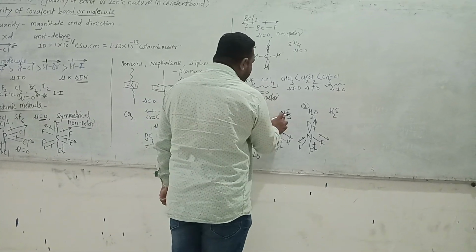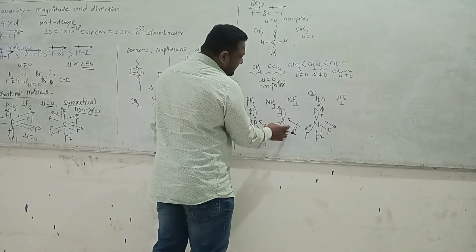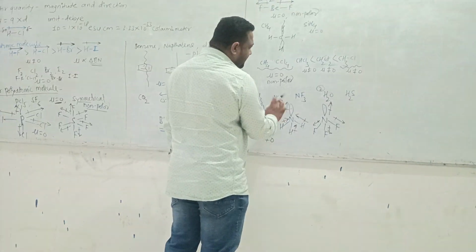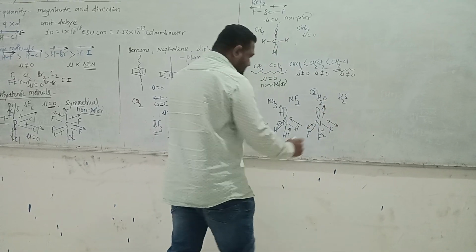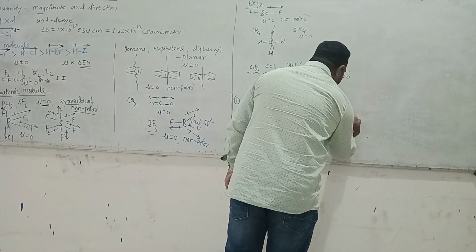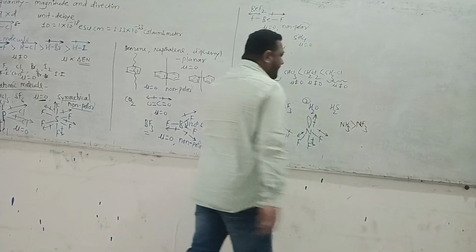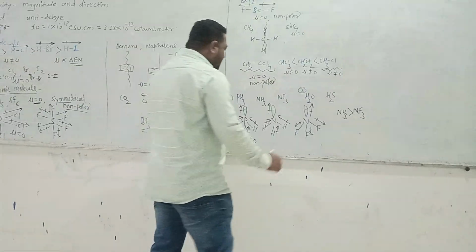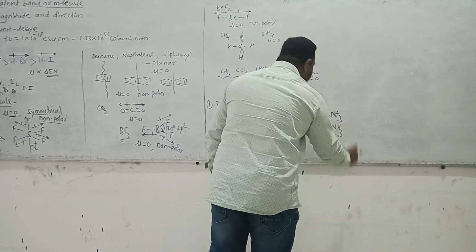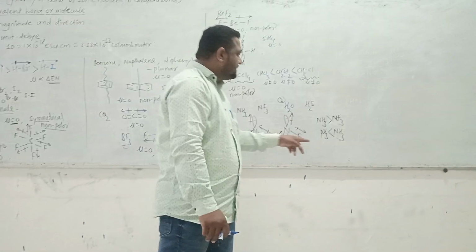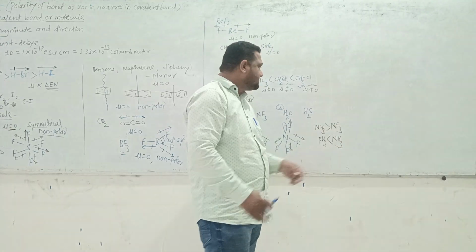But in PH3, NH3 and NF3. In NH3 and NF3, for example, in NH3 the bond dipole and orbital dipole are in the same direction, and in NF3 the bond dipole and orbital dipole are in opposite directions. Means in comparison of NH3 and NF3, which one has the higher dipole moment? NH3 has the higher dipole moment. And PH3 and NH3: in this case NH3 has the higher dipole because the central atom nitrogen has more electronegativity. More is the electronegativity, more is the dipole.